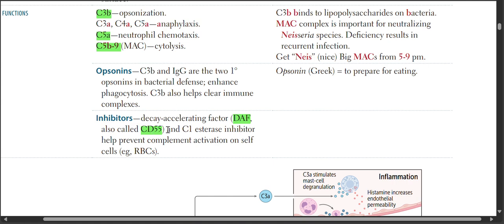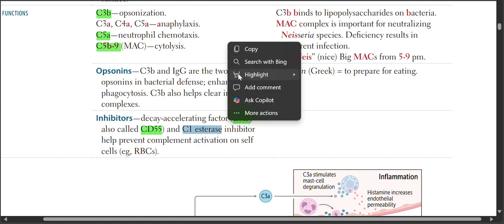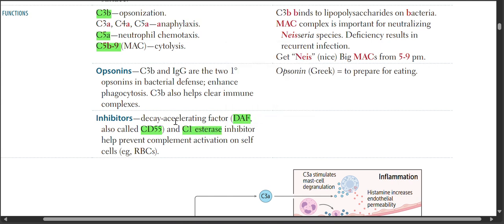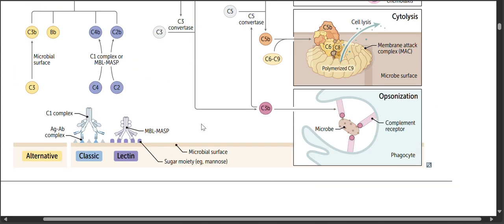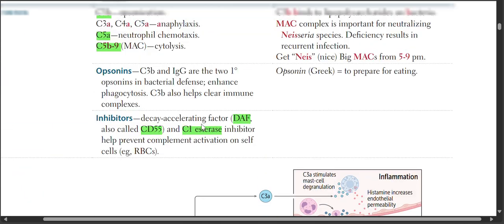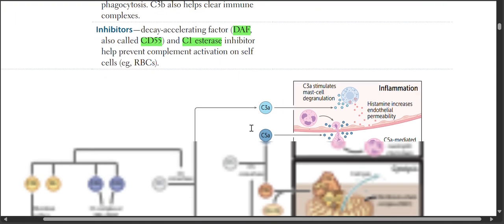And then also the C1 esterase inhibitor. Let's take the name C1 esterase. What do you think C1 esterase does? It helps in activating the complement, like the classic pathway. Yeah, it helps activate C1. That is what C1 esterase does. And if you're blocking C1 esterase, then you're preventing the activation of complement.